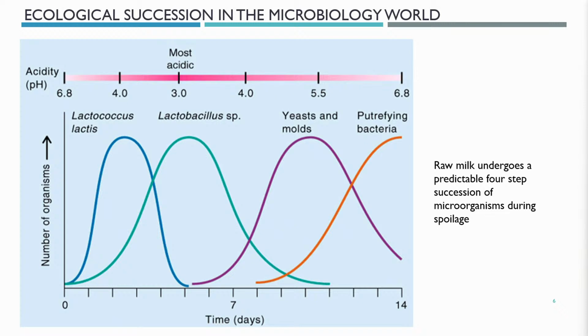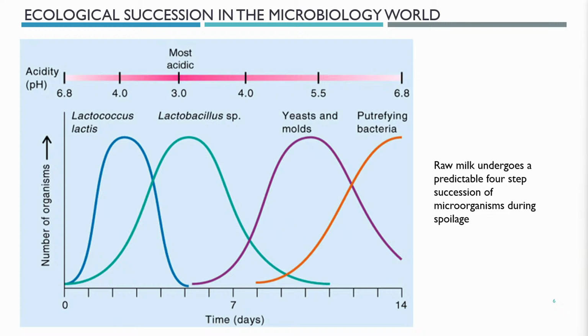And after that happens and the acidity of the milk is really high, that's why it's really sour when it's spoiling and you drink it. You then start to have yeasts and molds that are able to grow. They take over and start to degrade the lactic acid that's there. By doing that, they're gradually decreasing the acidity, raising the pH, so it's becoming more basic.